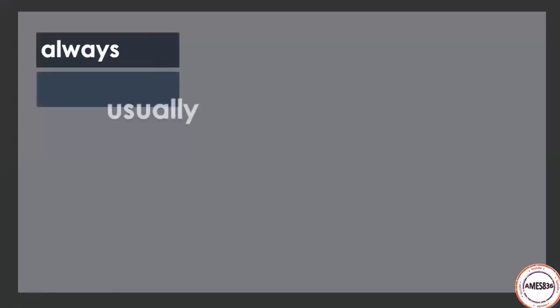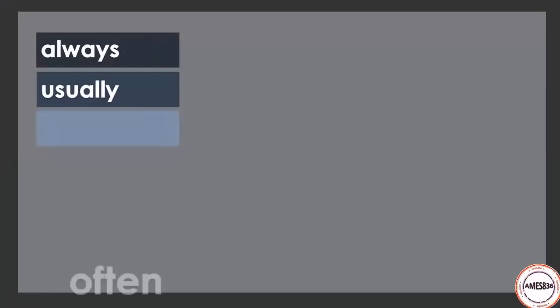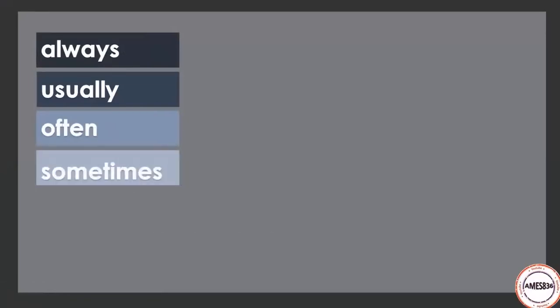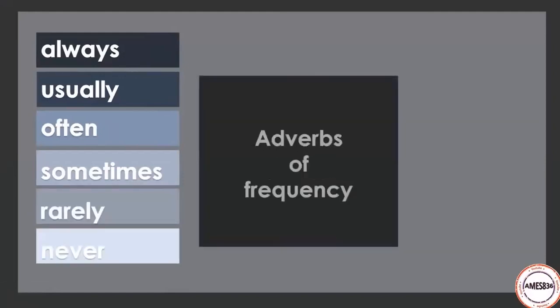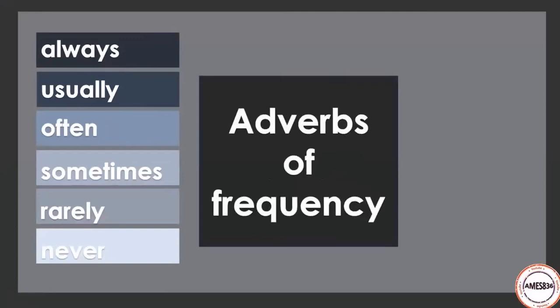Always. Usually. Often. Sometimes. Rarely. And never are words we use to talk about the frequencies of our actions. They are called adverbs of frequency.